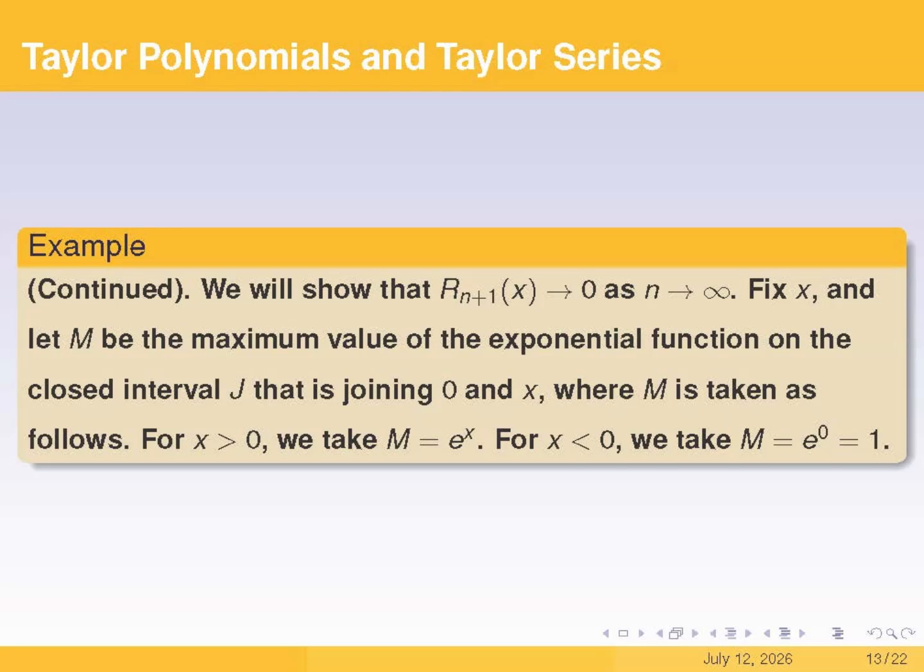First, let's fix the value of the variable x, and let J be the closed interval joining 0 and x. Now, let's assume M is larger than the maximum value of the exponential function e to the x across this interval J. We can choose the value of M like this. If x is greater than 0, then M is taken to be e to the x. If x is less than 0, then M is taken to be e to the 0.